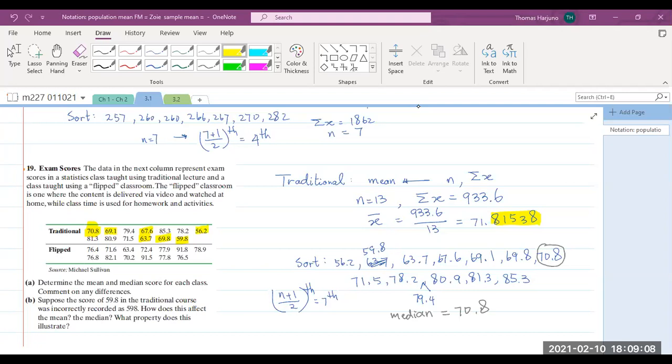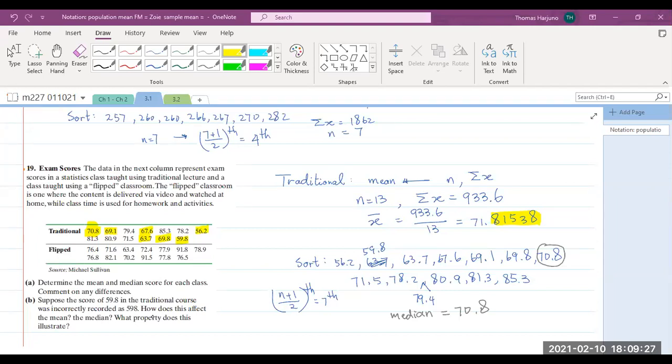In reality, let's say you have 300 data. How will you find the median? What you usually do is enter all those data into Excel, and then you sort it. So let me show you Excel. Give me a second.